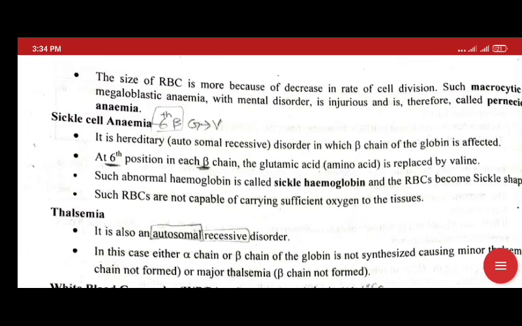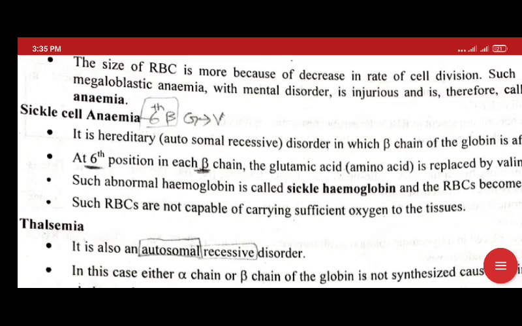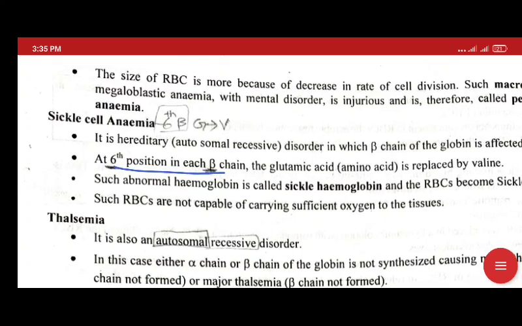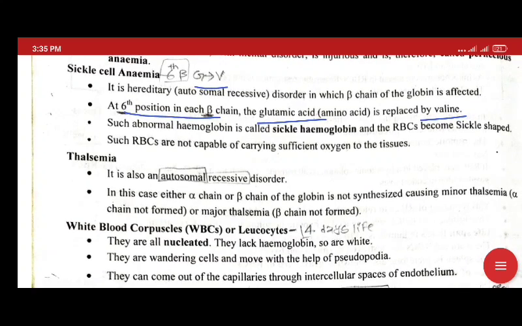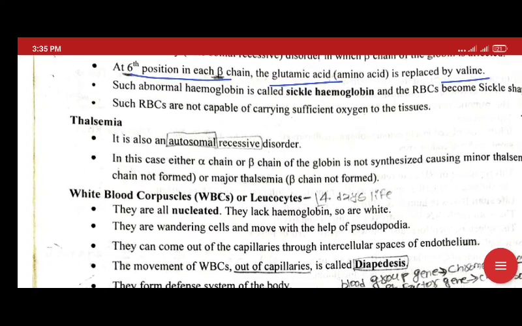We have also sickle cell anemia. In this, the sixth position of the chain has been changed from glutamic acid to valine, and this is called sickle cell anemia. This is due to a gene disorder. And we have also thalassemia. Thalassemia is a recessive autosomal disorder. In this case either the alpha or beta chain is affected.